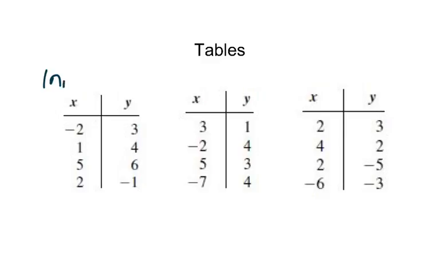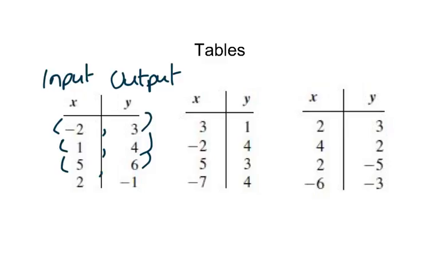This is the input, this is the output. So are they functions? We're going to do the exact same thing. This is a set of ordered pairs. We know that in our data, in order for it to be a function, there can only be one x value of each. So let's look. I have -2, 1, 5, and 2. There are no repeats, so this is a function.